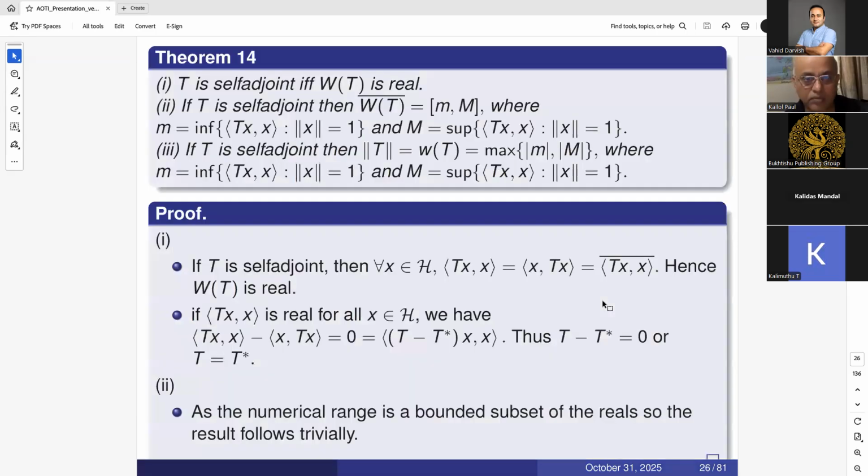Now there are some very interesting elementary results. One is that T is self-adjoint if and only if w(T) is real. And if T is self-adjoint, then the closure of W(T) will be the closed interval [m, M], where small m is the infimum of ⟨Tx, x⟩ and capital M is the supremum of this. And if T is self-adjoint, then furthermore norm T equals w(T), and this is equal to the maximum of modulus m and modulus M. These are all elementary proofs. I'm not getting into the details of these proofs, you can find them in your textbook. This is just interesting, that's why I wanted to mention them.